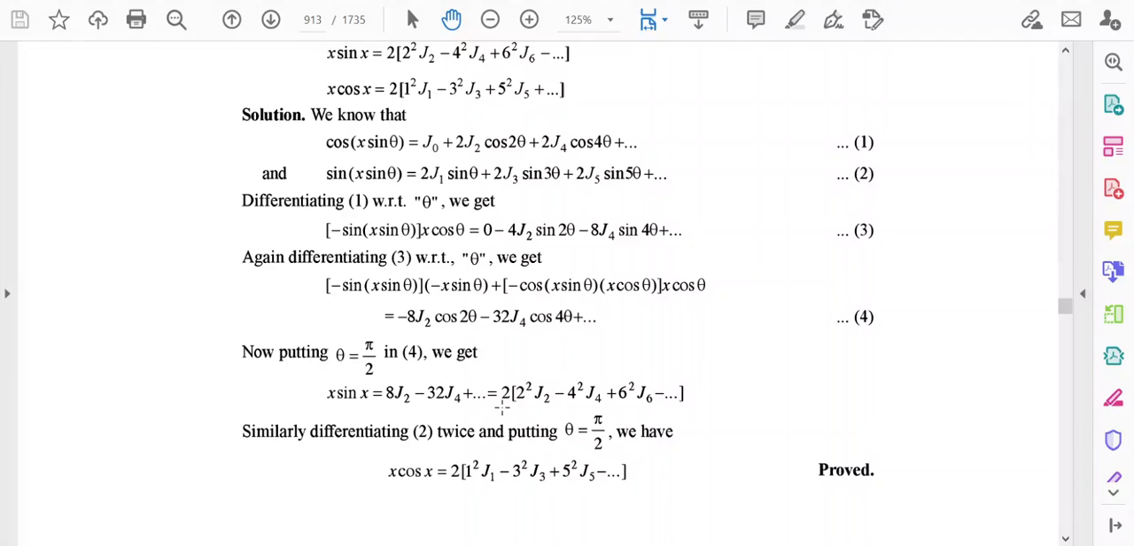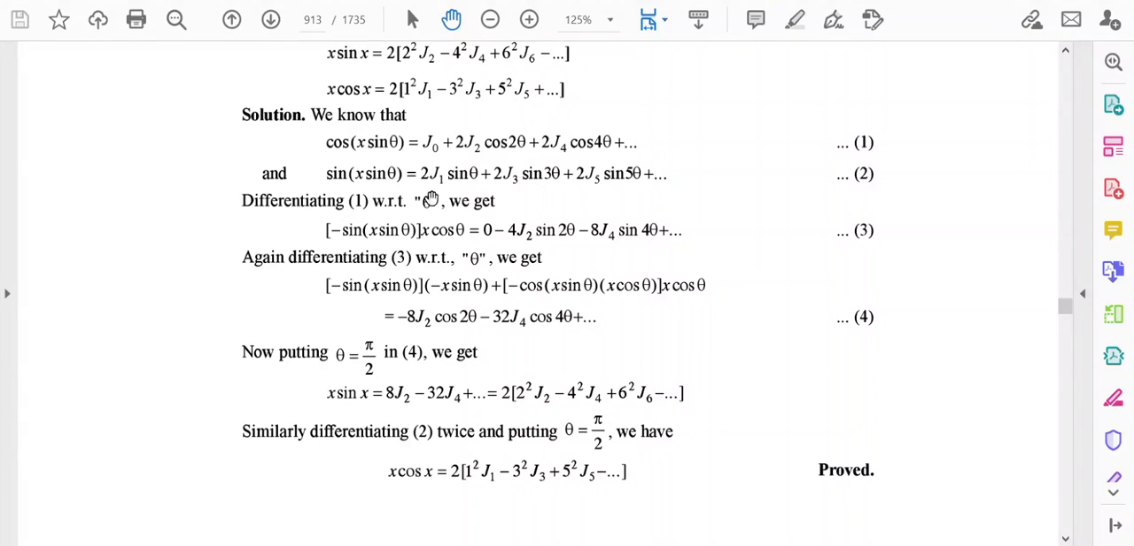in this way. So this series can be rearranged in this way, that is, if you take 2 common, then the first term will be 2 square into J2, the next term will be 4 square into J4, then 6 square into J6, and so on. So x sin x can be written in this series.